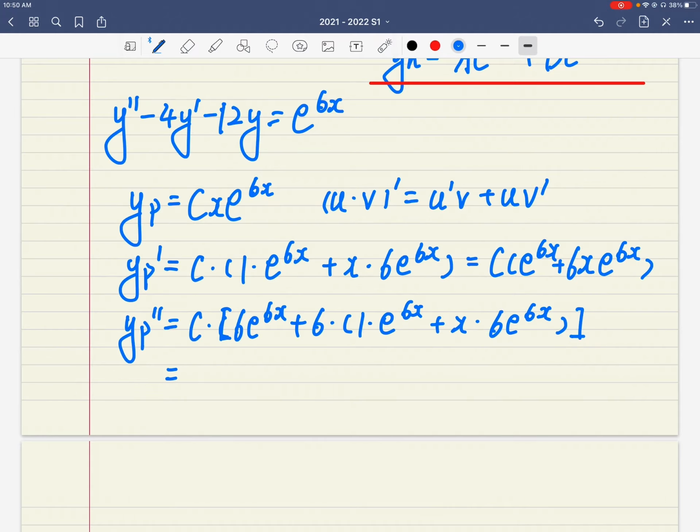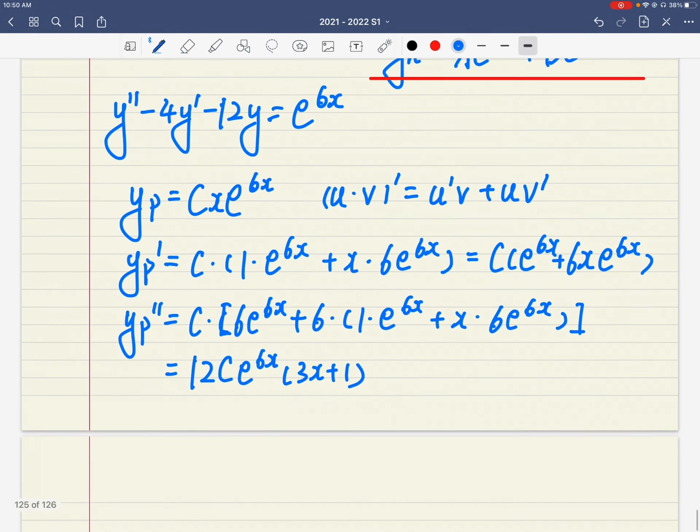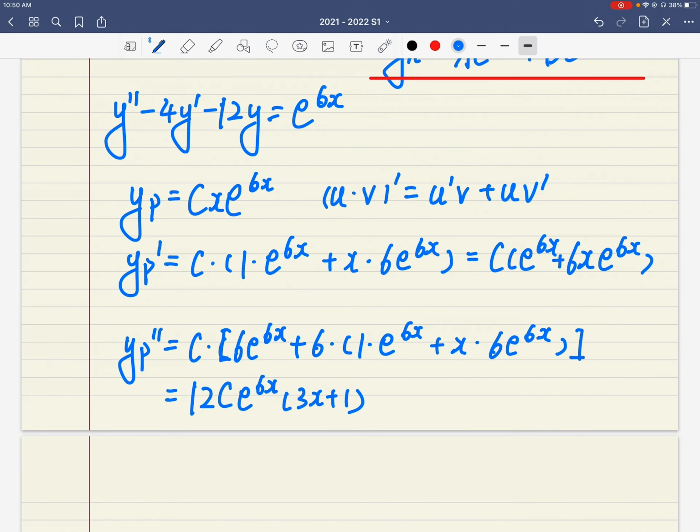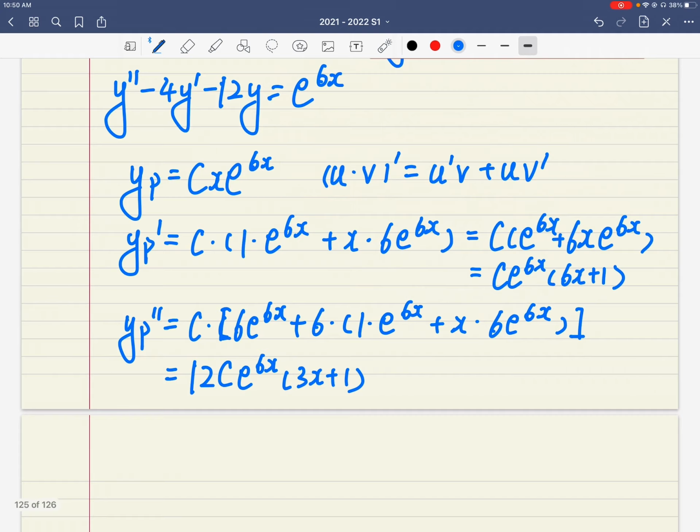Okay, so it's going to be 12c e to the power of 6x times 3x plus 1. And here, this part, you can just simplify it as c e to the power of 6x times (6x plus 1). Right. So then just sub everything back to this equation.